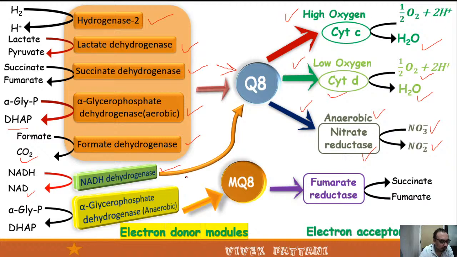The last dehydrogenase enzyme, under the anaerobic conditions, is alpha glycerophosphate dehydrogenase, which converts alpha glycerophosphate into dihydroxyacetone phosphate. But now electrons will be transferred to the MQ8, which is a menaquinone, and menaquinone is generally activated under anaerobic conditions, where finally fumarate will act as a terminal electron acceptor, and fumarate will be converted into succinate with the help of the enzyme fumarate reductase.